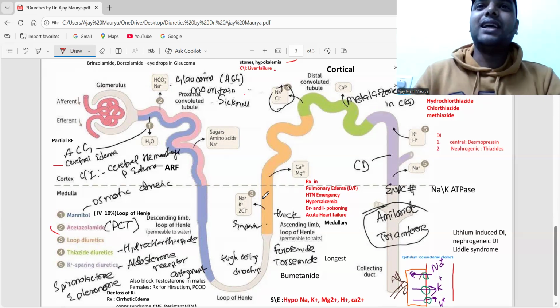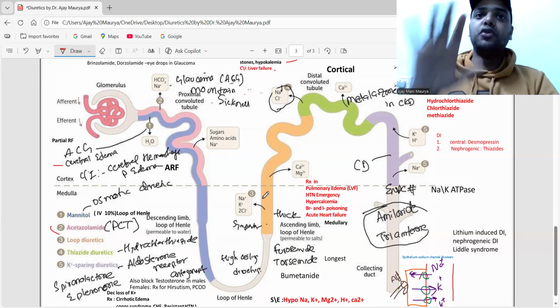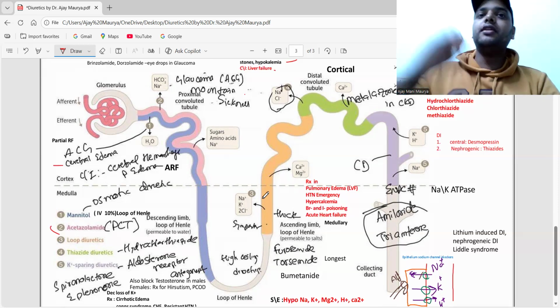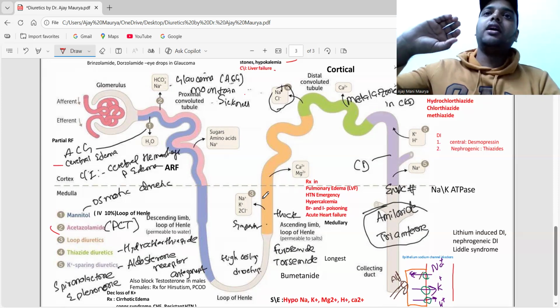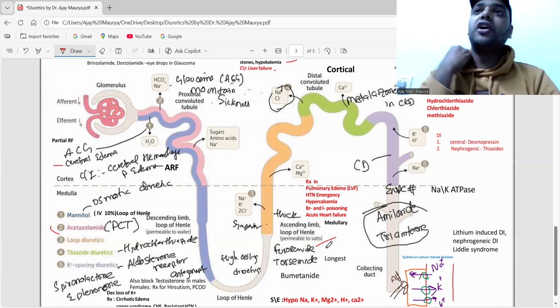Okay, now this is the loop diuretics. This is called high ceiling diuretics. Among all the diuretics, if you give even a smaller dose of this one, it will excrete more water. That's what is called high ceiling diuretics. We have the examples furosemide, torsemide, bumetanide. These are the loop diuretics we have. The longest acting one is torsemide.